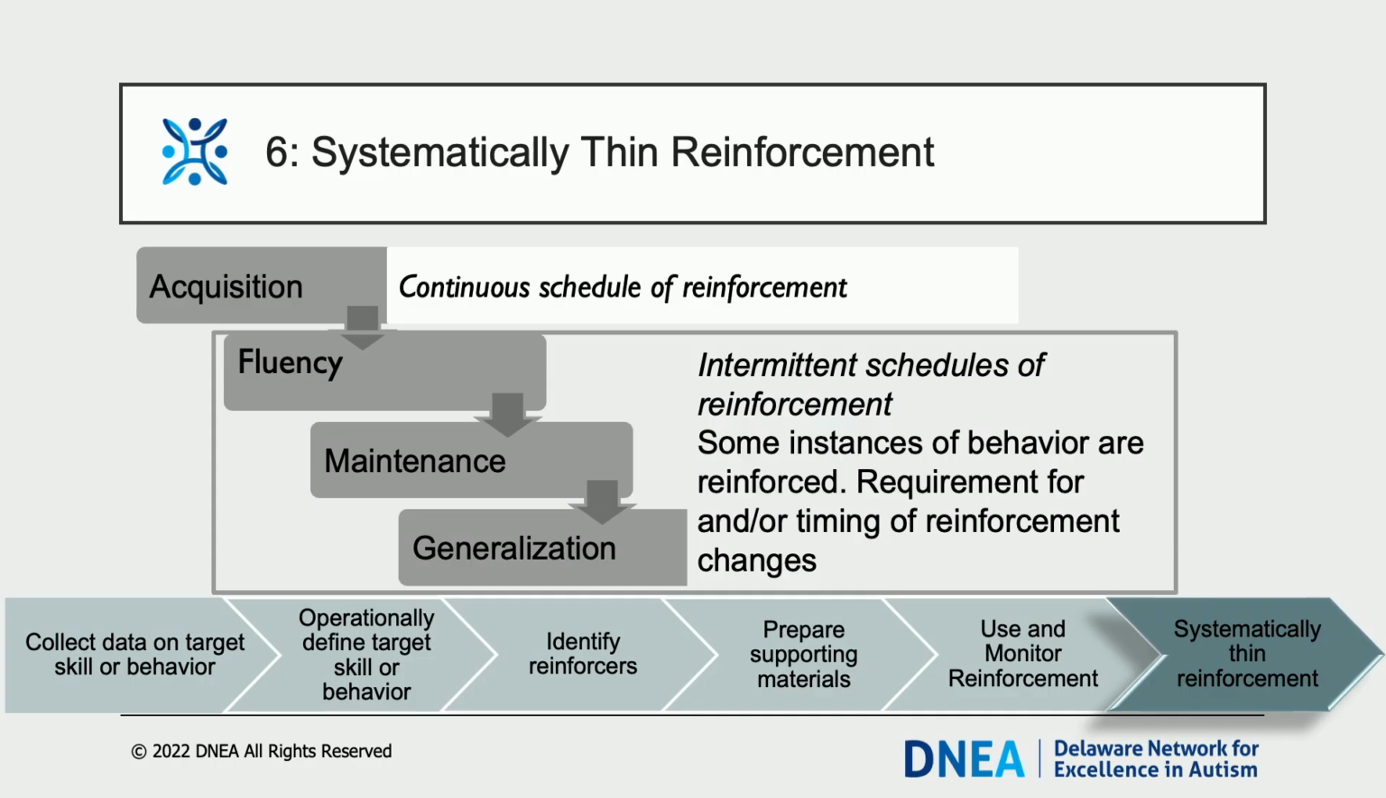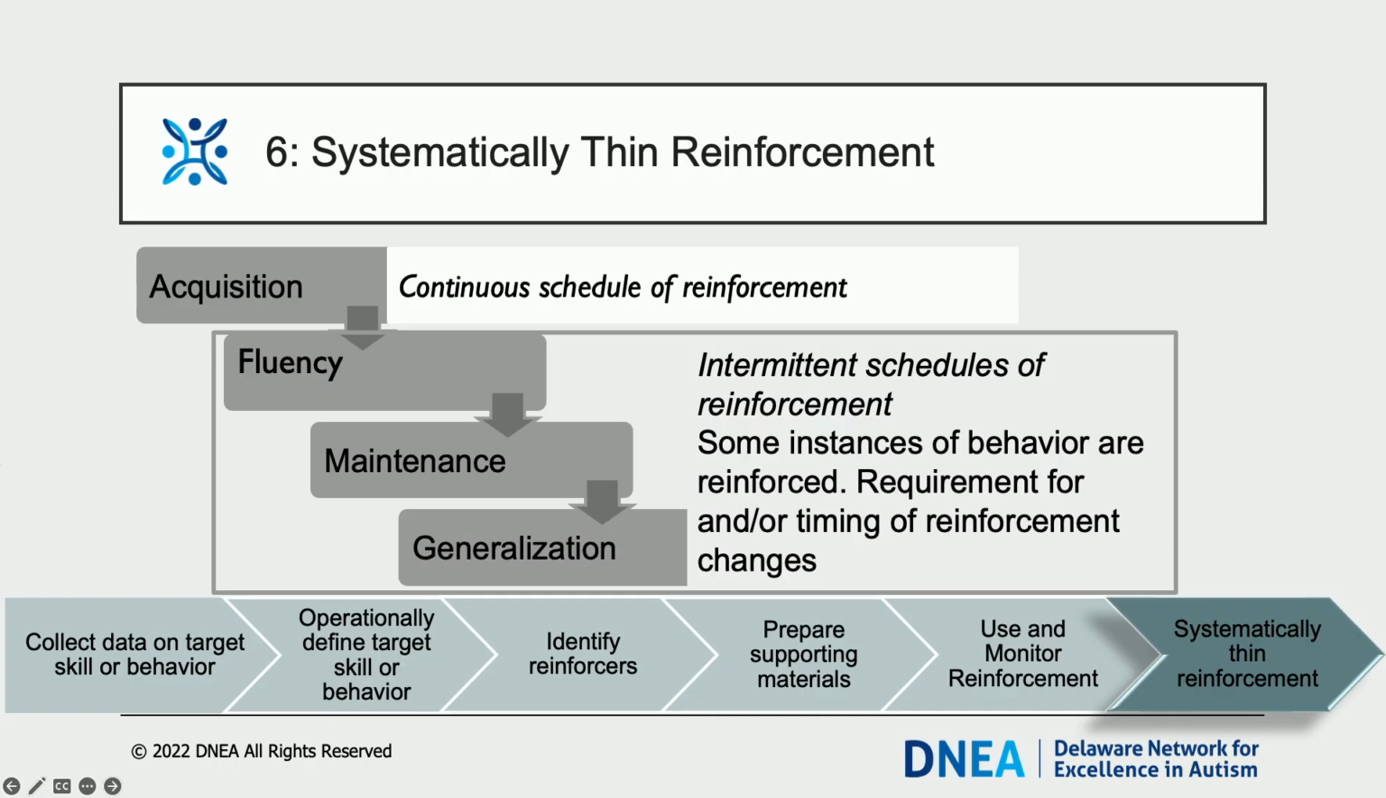If thinning reinforcement is done correctly and systematically, it increases resistance to extinction, or in other words, the student is more likely to maintain the skill or behavior over time. So, how do you thin reinforcement? Thinning reinforcement is done by systematically changing the schedule of reinforcement. You move from a continuous schedule of reinforcement to an intermittent schedule of reinforcement. We use the term schedule to refer to the rules that define when reinforcement is provided.